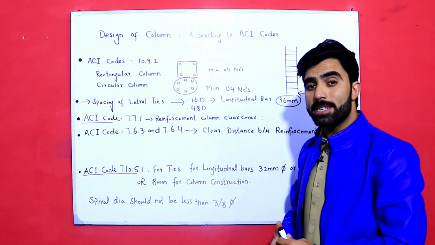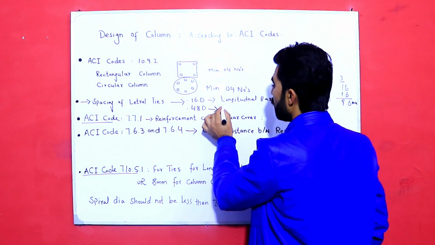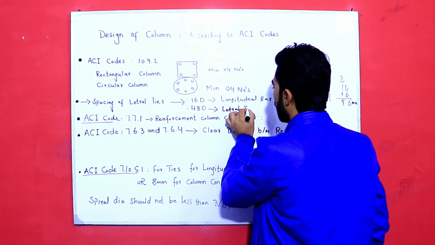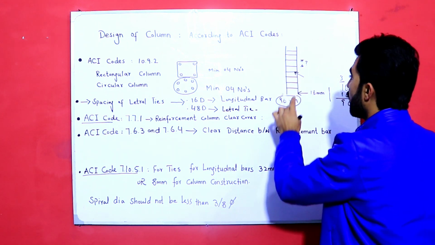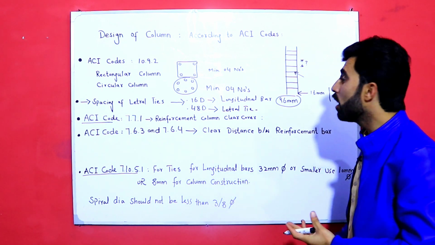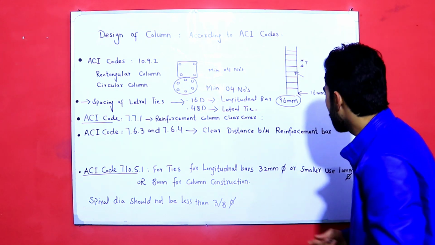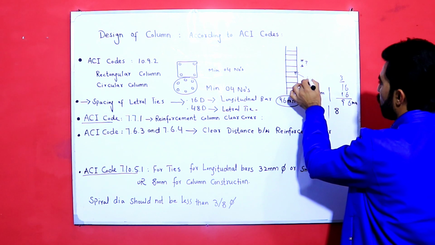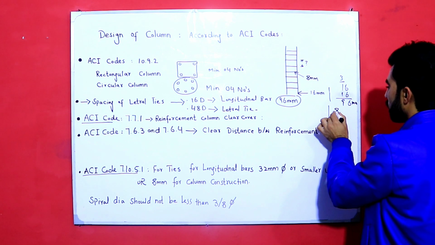Now, guys, the second one is 48D. Here the D should be the lateral ties dia. You can take the lateral tie dia, this one, for example 8 mm or 10 mm or 6 mm; it depends on the lateral tie dia. So the lateral tie dia should be multiplied by 48. Suppose I am using 8 mm here. If the dia of the lateral tie is 8 mm, then 8 mm will be multiplied with what?